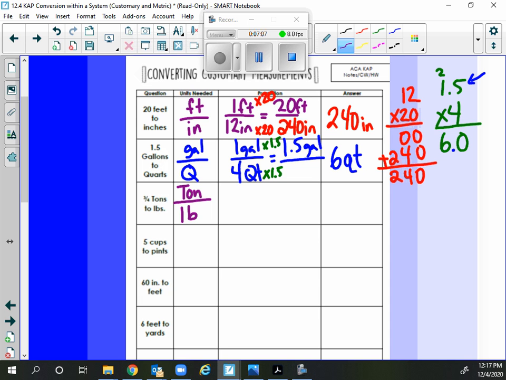Some of you might be confused about the LB. The LB is the symbol for pounds. It's Latin for pounds. That's where they got that.